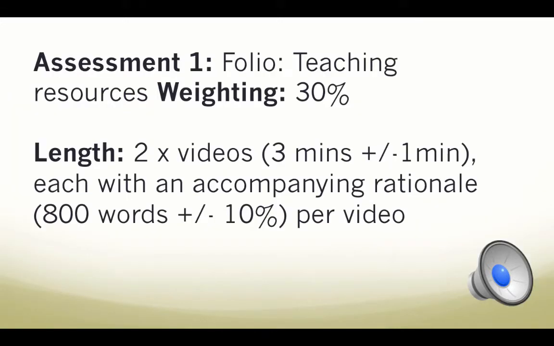So in this assessment, you need to complete 2 videos where they're 3 minutes duration, give or take 1 minute. So 2 minutes is the minimum, 4 minutes is the maximum. Each of your videos need to have a rationale with 800 words, give or take 10%. So again, the shortest your rationale can be is 720 words. The maximum is 880 words. This assessment is worth 30% of your total grade.